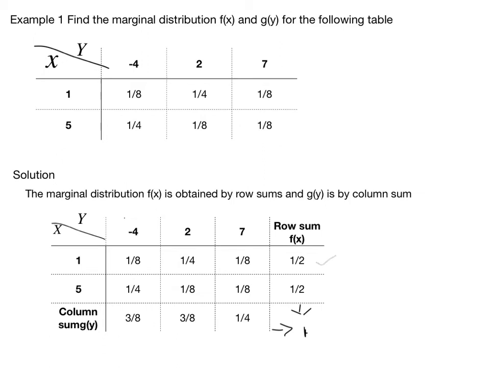That is, 1 by 8 plus 1 by 4 gives you 3 by 8. Similarly, 1 by 4 plus 1 by 8 gives you 3 by 8. And 1 by 8 plus 1 by 4 gives you 1 by 4. Note that the column sum and the row sum should not exceed 1. You can see that 3 by 8 plus 3 by 8 plus 1 by 4 is equal to 1, and also 1 by 2 plus 1 by 2 is equal to 1. So in any problem given, the row sum and the column sum should always equal 1.